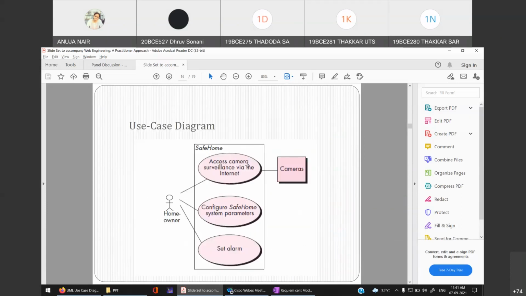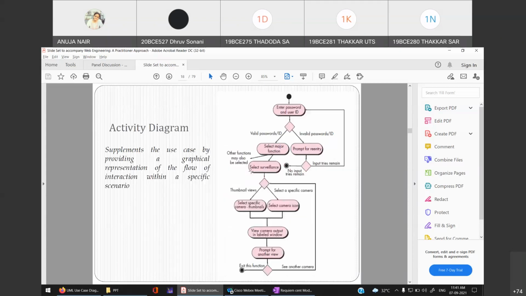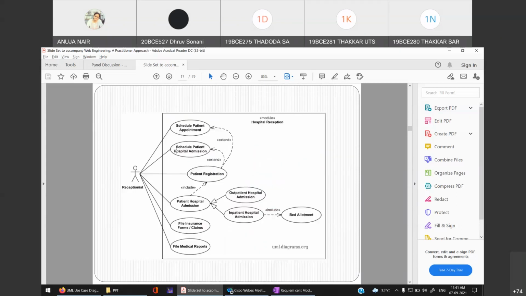I have given multiple use case diagrams; this particular one is taken from umldiagrams.org. So this is also a good site for checking out UML diagrams. This is a UML diagram for hospital management. Only one UML use case diagram is represented right now, just one.